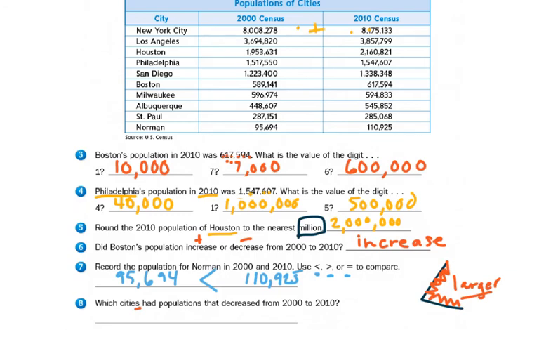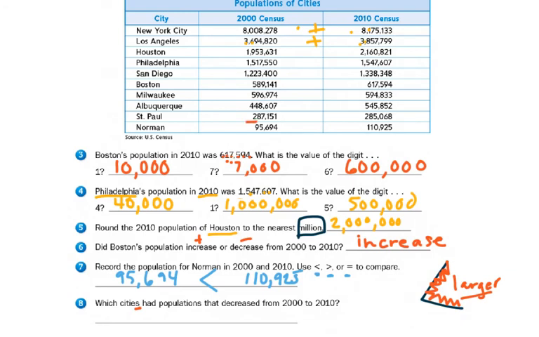I want you to look through the next cities. Los Angeles, 3 million, 3 million. So go to the next place value. 6 in the 100,000s, 8. It increased. I want you to pause for a moment and look through the remainder of the cities and see if you can find the 2 that decreased.